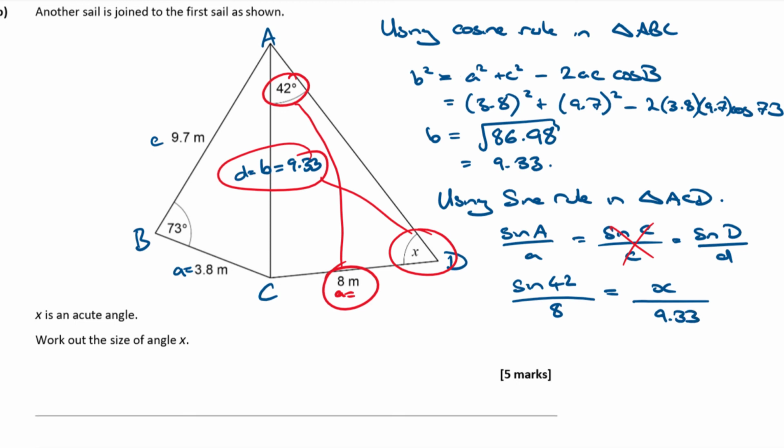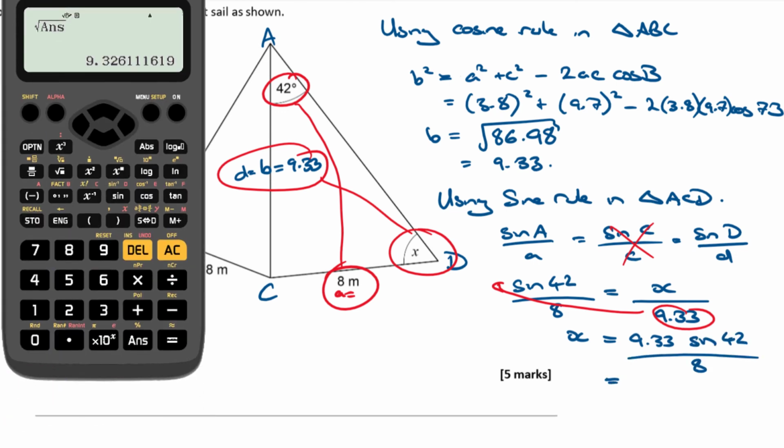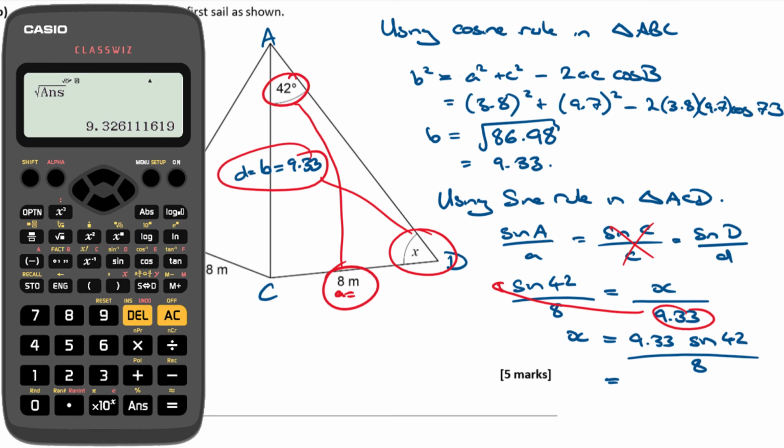Okay, so rearranging for x then, all we really need to do is take that and move it up here in front of the sine. So it's going to be 9.33 lots of sine 42 divided by 8. Now remember that 9.33, I'm going to use my full calculator value that's still stored in the calculator from earlier. So I'm going to take my answer and times it by the sine of 42, and then divide it by 8.